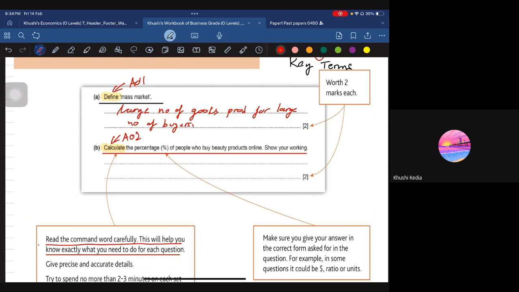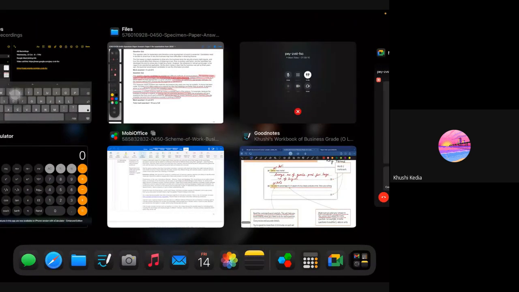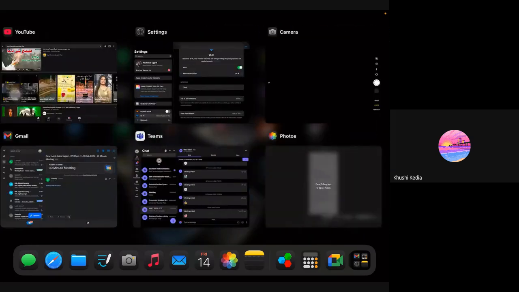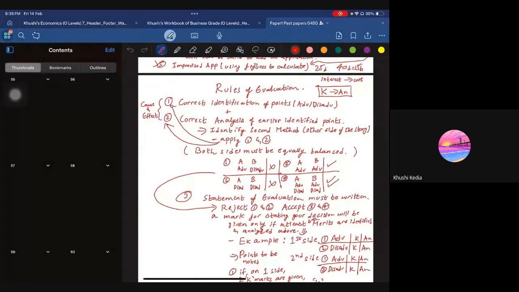Now he also says show your working. So you have to show the working and make sure you give your answer in the correct form. That is very important. He usually does not give the marks if you have done such a thing. Let me show you.